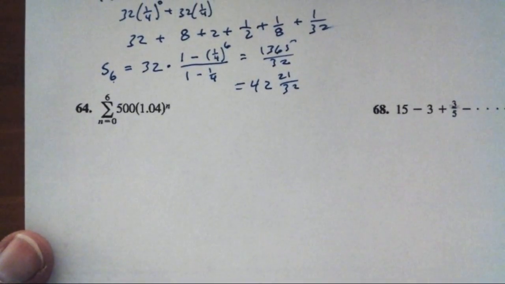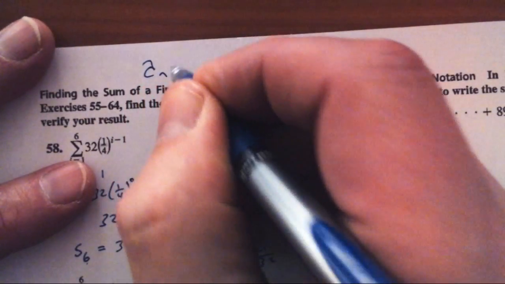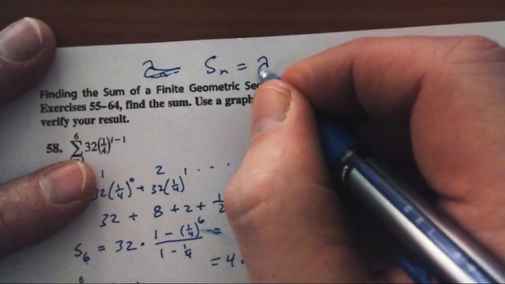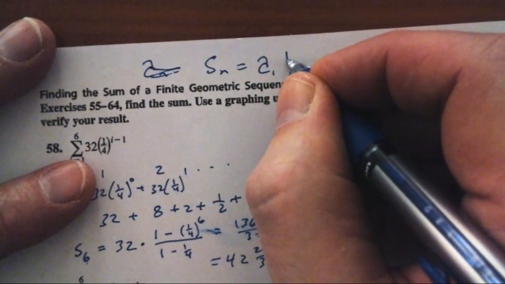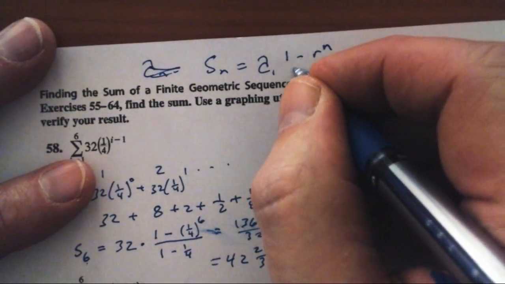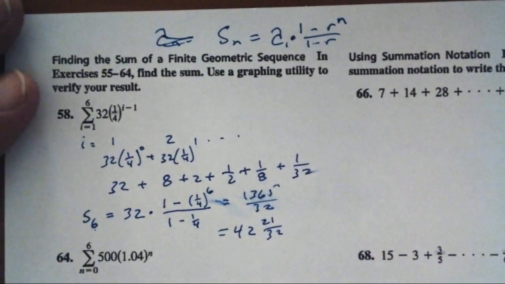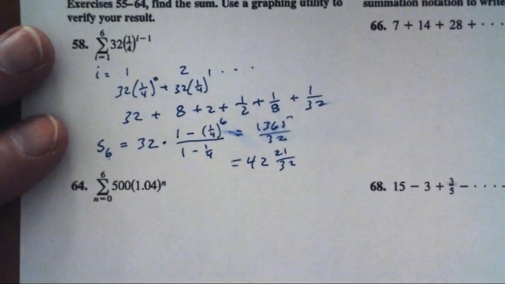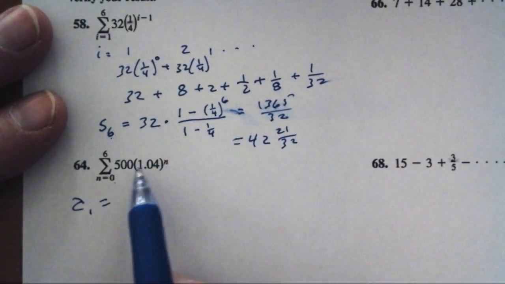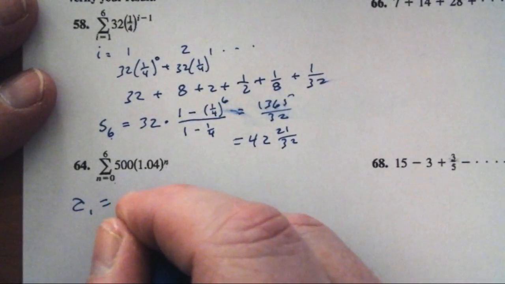Okay, careful here. What do we need to know then? Here's our formula. The sum of the first n terms equals the first term times 1 minus r to the n, all on 1 minus r. That's our formula. So I need to know the first term, I need to know the ratio, I need to know the number of terms. So A1 is what happens when I put 0 in for n. I get 500 times 1. 500 is the first term.